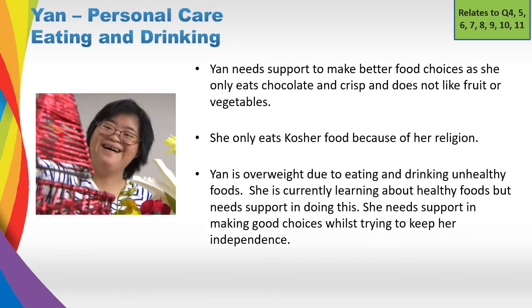So from reading Jan's story, her personal care for eating and drinking: she needs support to make better food choices, as she only eats chocolate and crisps and does not like fruit or vegetables. She only eats kosher food because of her religion. Jan is overweight due to eating and drinking unhealthy foods, so she's currently learning about healthy foods but needs support in doing this. She needs support in making good choices while trying to keep her independence.